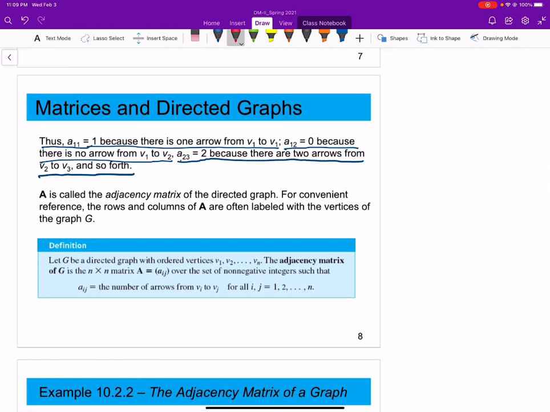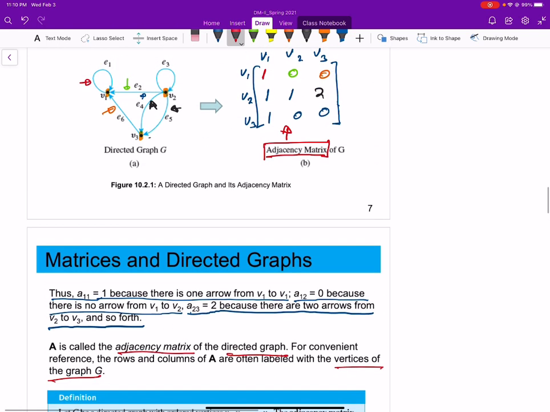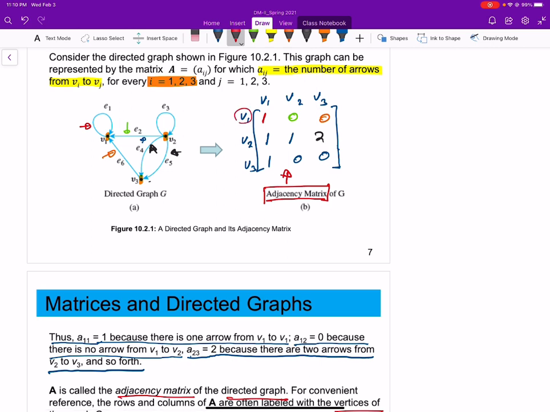A is called the adjacency matrix of the directed graph. For convenient reference, the rows and columns of A are often labeled with vertices of the graph. That's what we have done already. We just label those as vertices, which is why I took these as V1, V2, V3, V1, V2, V3. So I label columns and rows as vertices.